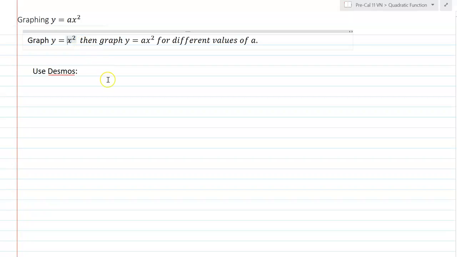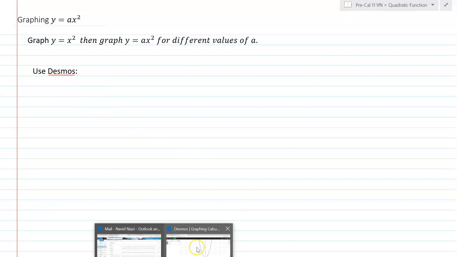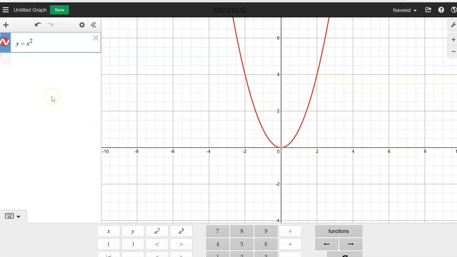But we want to see what happens if there are different numbers in front. What happens to the graph? We're going to use Desmos and see what happens. So let's open up a Desmos page and punch in the original parent function, y equals x squared.